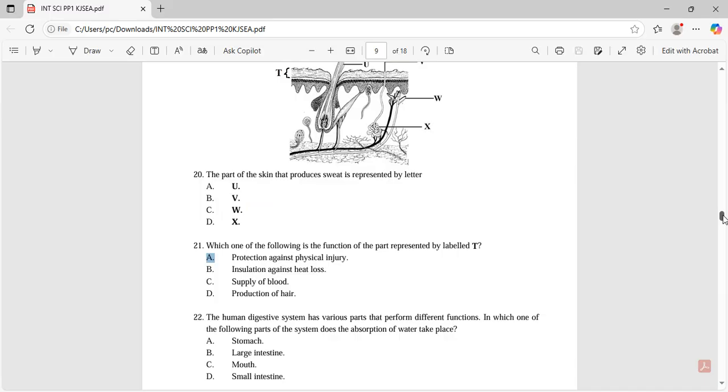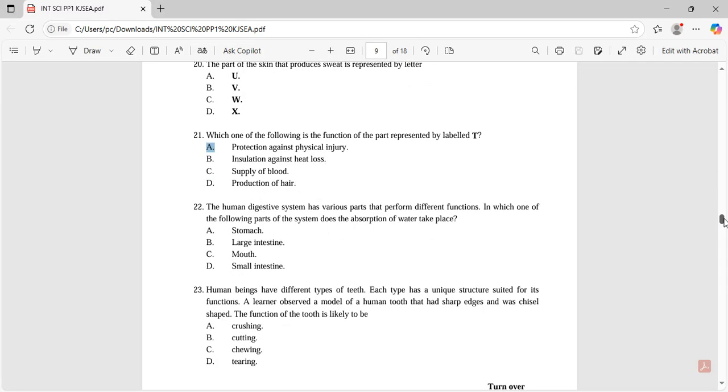So 21A. The human digestive system has various parts that perform different functions. In which of the following parts does absorption of water take place? Absorption of water takes place in the large intestine. So 22B, isn't it? Absorption of water takes place in the large intestine.